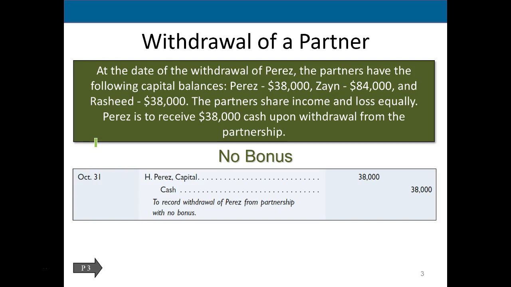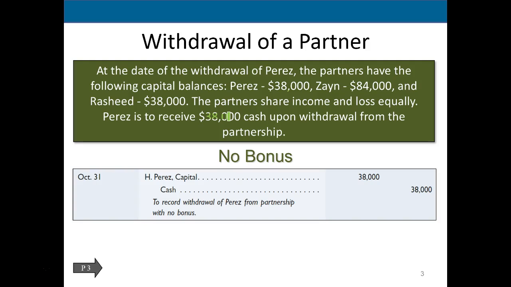At the date of the withdrawal of Perez, the partnership has the following capital balances. Perez had $38,000 in the capital balance, Zane $84,000, Rashid $38,000. So those are the capital balances. In their capital accounts, the partners share income and loss equally. Perez is to receive $38,000 cash upon withdrawal from the partnership. So the easiest thing that could happen when a partner withdraws is to leave for the amount that is in the capital account. And that's what's happened in this case.